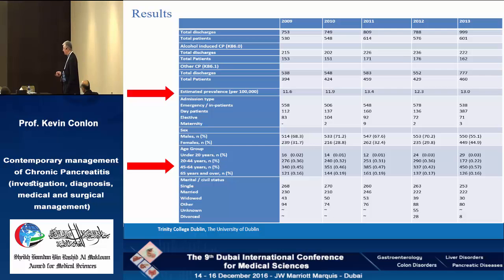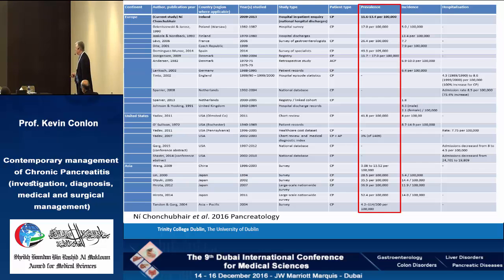Now, if you put it into perspective, this is a very detailed study from Hazel's paper, which shows Europe, the United States, and Asia. There are no Middle Eastern studies on this, incidentally. And what it shows is that our figures, and these are various different, either from patient records, from administrative databases like ours, or from surveys. If you look at our figure between 11.6 and 13.4 per 100,000, it's very similar to the Danish study, from Denmark, which used the same type of database as we did.